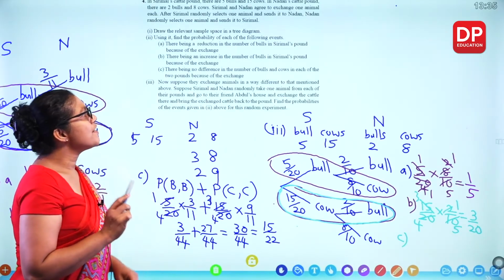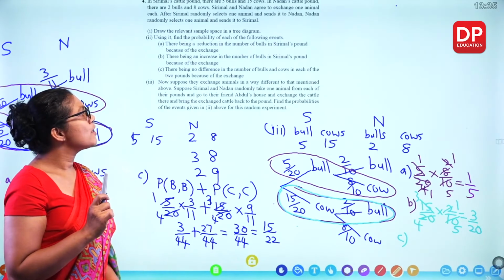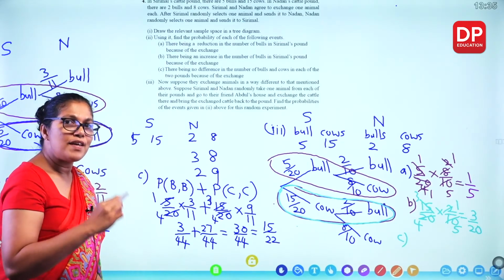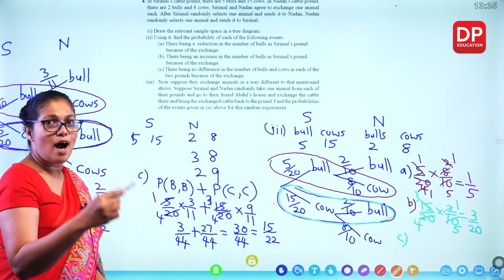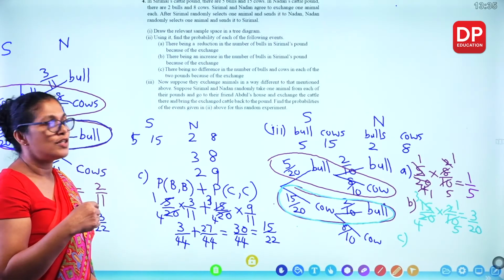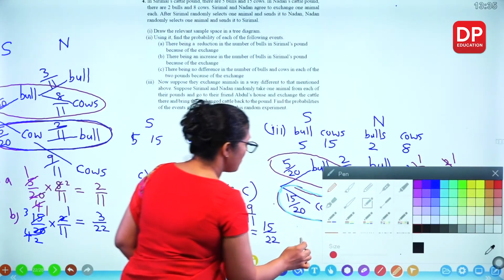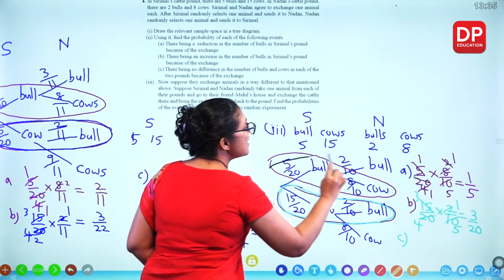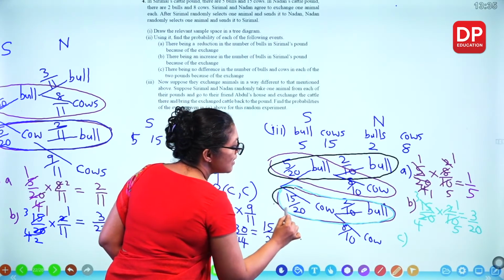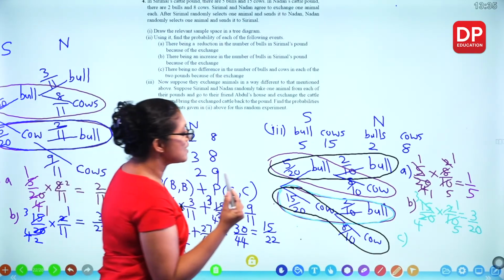Part C. There being no difference in the number of bulls and cows in each of the 2 pounds because of exchange. How we get no difference? Giving a cow and taking a cow back, or giving a bull and taking a bull. So you have to select 2 branches for that. I'll take black color. So that means taking a bull and giving a bull, or cow with cow. These 2 branches you have to select.